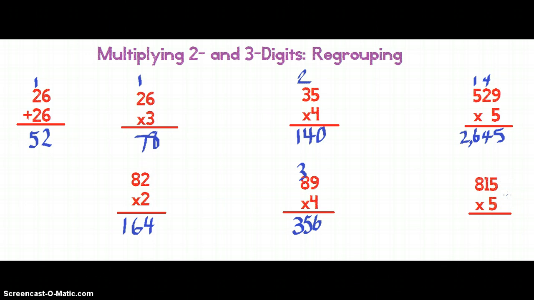Let's try one more. We have 815 times 5. We multiply our ones. 5 times 5 is 25. Carry my 2. 5 times 1 is 5, plus 2 is 7. Then I multiply my hundreds. 5 times 8 is 40. So I just write down that 40. So my answer is 4,075.